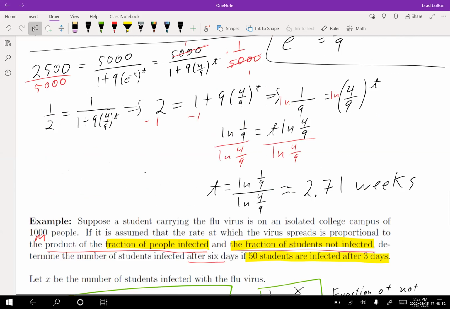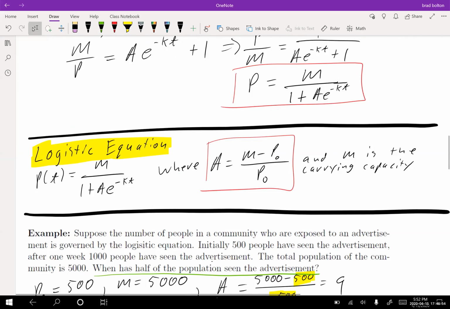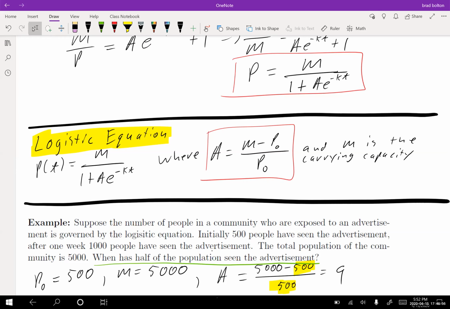So now we can use our logistic equation. Let's go back up here. The logistic equation says P of T is equal to M over 1 plus A e to the negative KT. So all I'm doing is looking at the logistic equation right here.